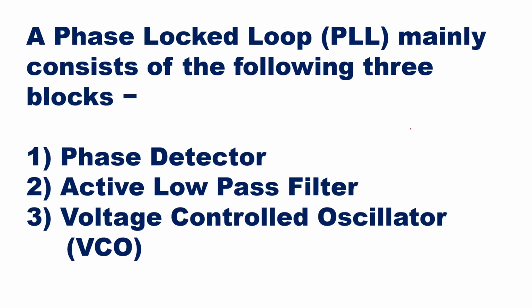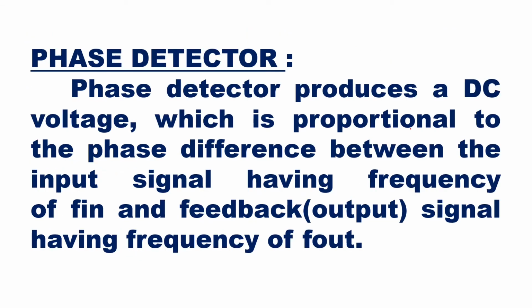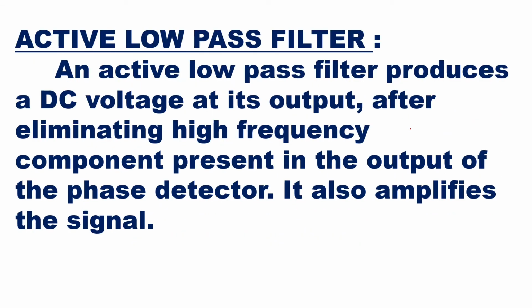Then if you go to the explanation, a PLL consists of the following three blocks: phase detector, active low pass filter, and voltage controlled oscillator. As I've told you earlier, the phase detector is a unit which produces a DC voltage proportional to the phase difference between the input signal having frequency F in and the feedback output signal having frequency F out. The active low pass filter produces a DC voltage at its output after eliminating the high frequency component present in the output of the phase detector. It also amplifies the signal.